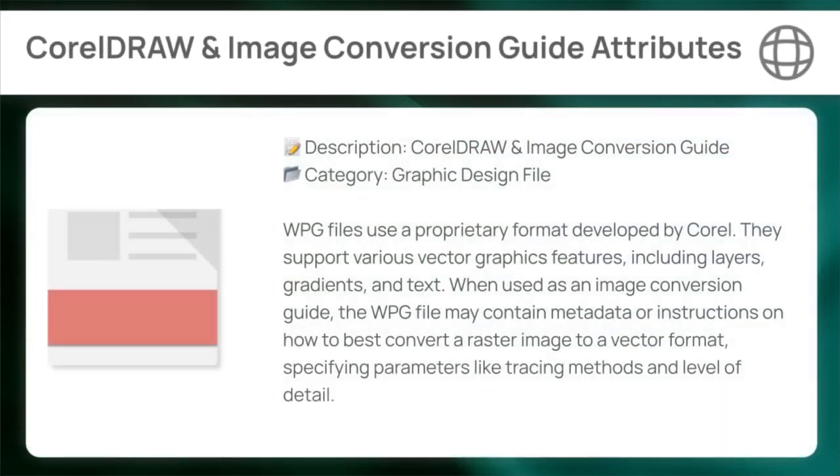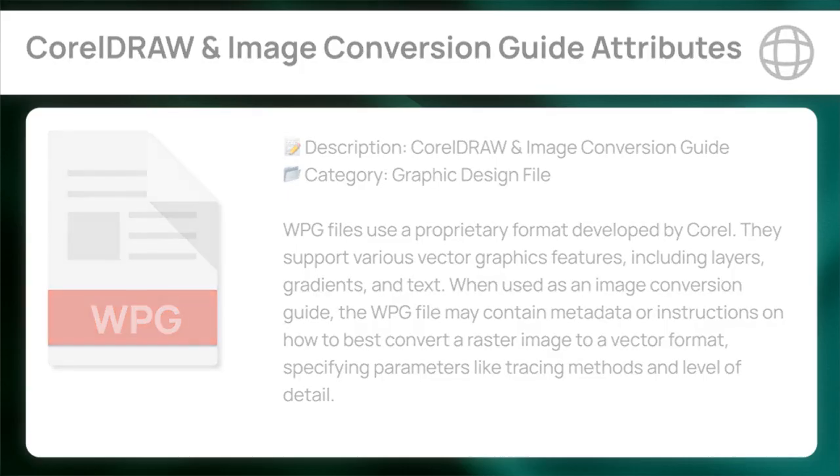WPG files use a proprietary format developed by Corel. They support various vector graphics features, including layers, gradients, and text. When used as an image conversion guide, the WPG file may contain metadata or instructions on how to best convert a raster image to a vector format, specifying parameters like tracing methods and level of detail.